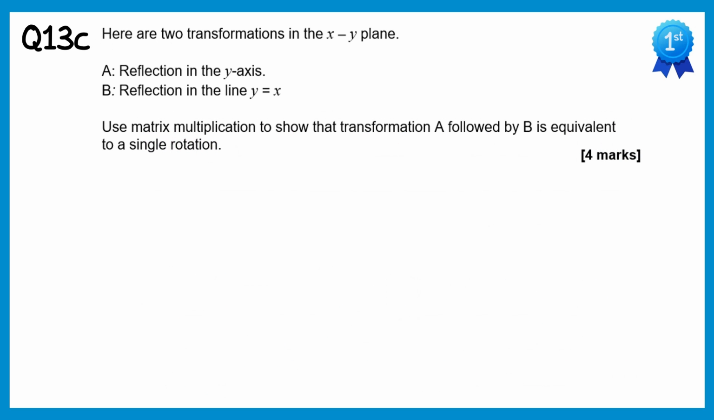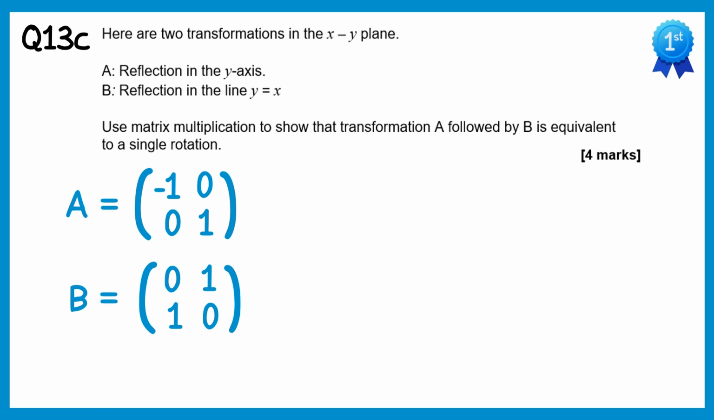In this question we need to use matrix multiplication to show the transformation A followed by B is equivalent to a single rotation. So let's first of all look at the transformation A, which is a reflection in the y-axis. That corresponds to this matrix here. Then we have transformation B, which is also a reflection, but this time in the line y equals x. That corresponds to this matrix here.